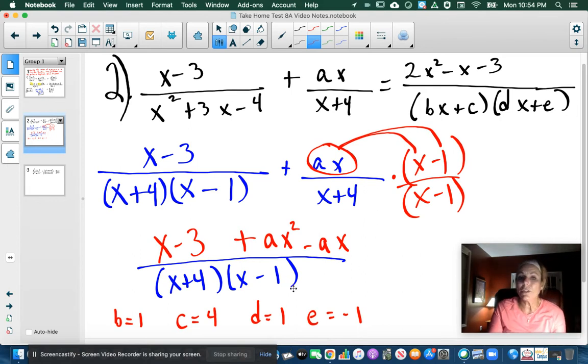I think it's pretty clear what A is, because we know that here we're starting with a 2x squared, and the only x squared term is right here. That means A must be 2. Let's make sure this works out.